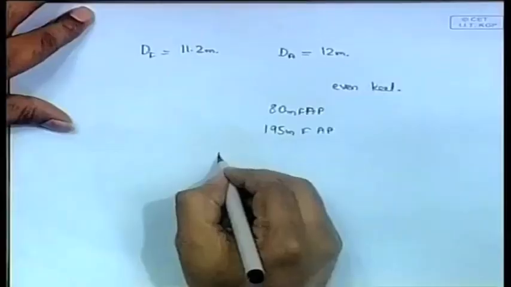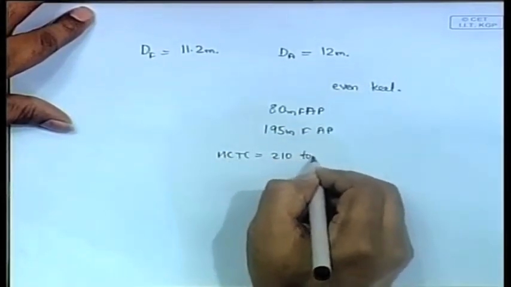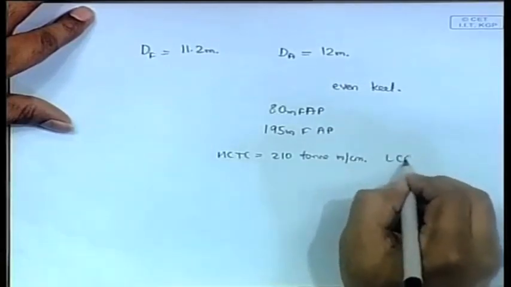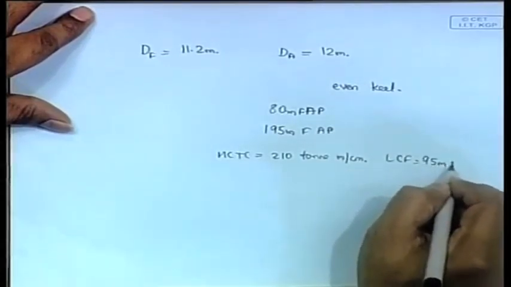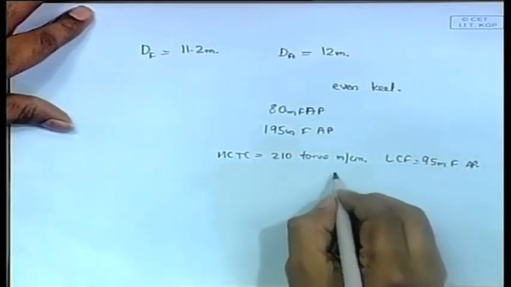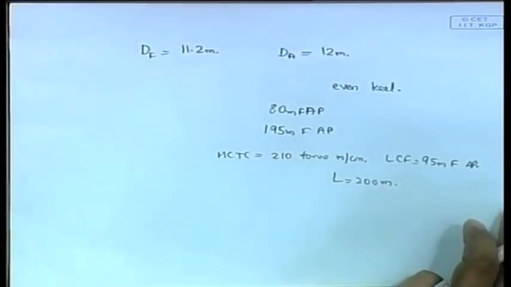So, ballast water has to be moved from one to the other, as a result of which the ship should become even keel. Now, you are given MCTC equals 210 ton meter per centimeter, LCF 95 meters forward of AP, and the length of the ship is 200 meters. The question is how much ballast has to be shifted.